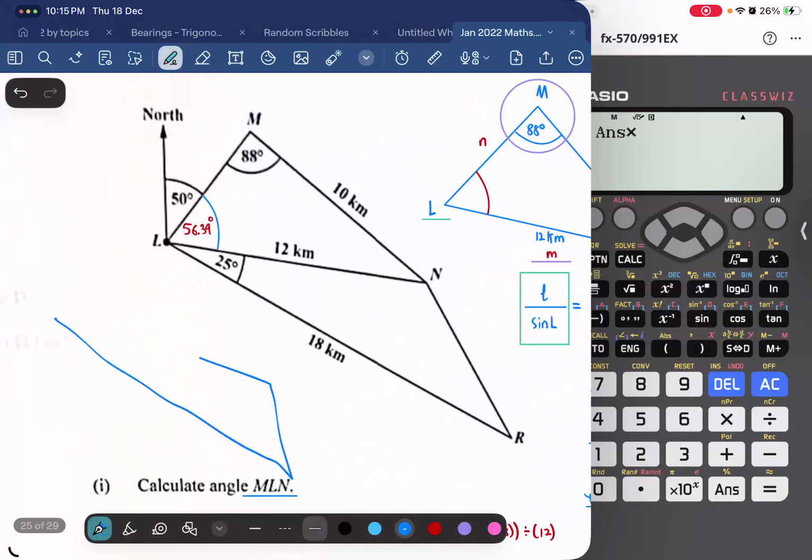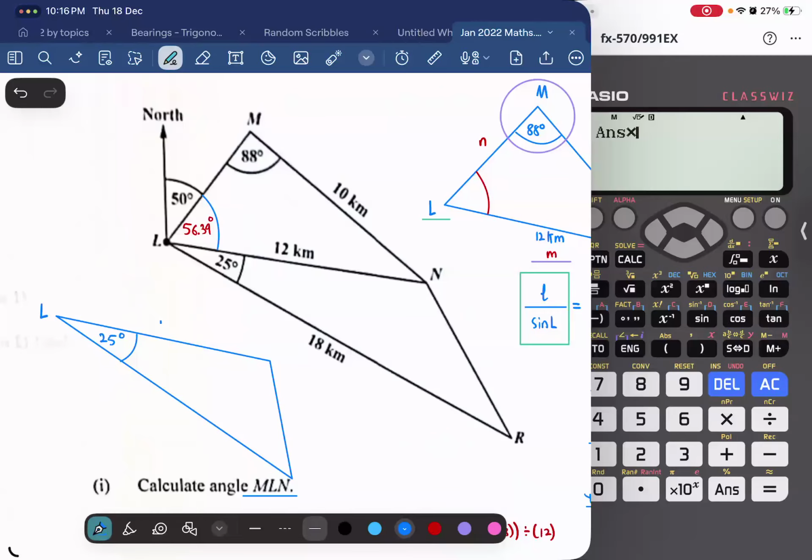Exactly, because guys, if we want to find NR, look at the triangle we have. What is 25 degrees called? Somebody tell me, what's 25 degrees called? That's our working angle. It's included. And we already know if you have an included angle, it's the cosine rule. Nothing else.